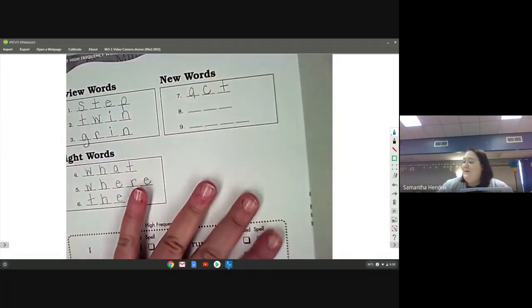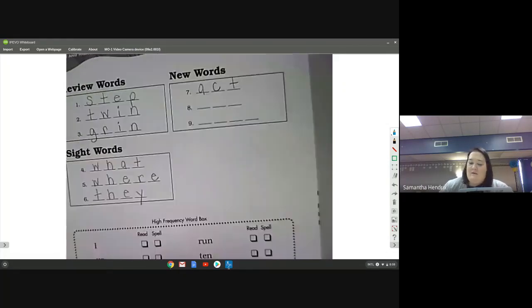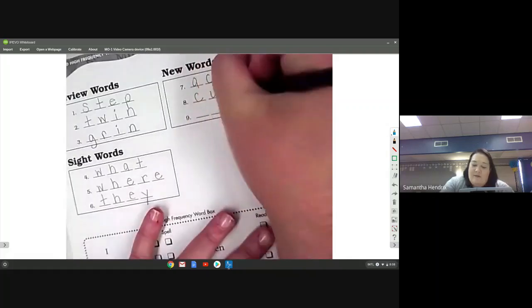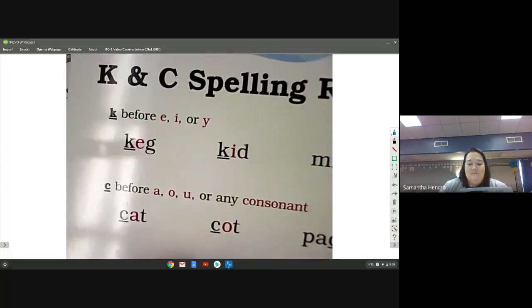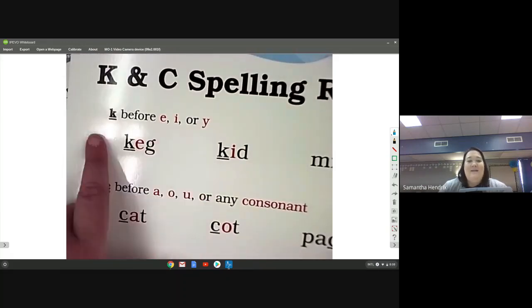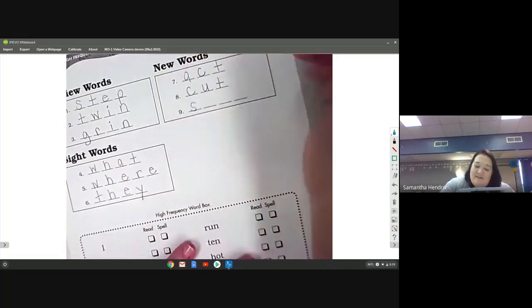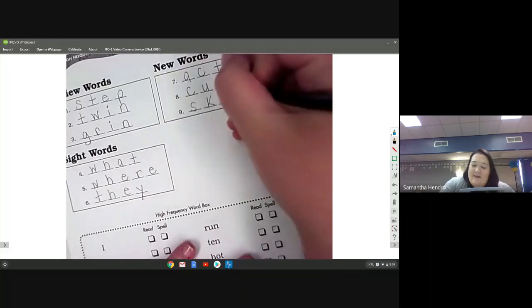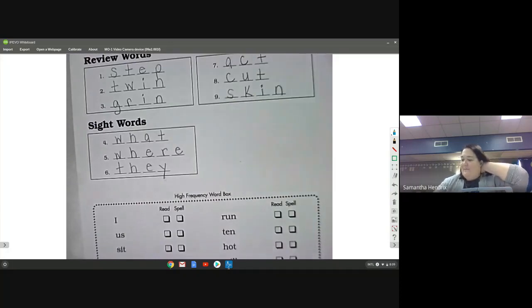We did that one on our paper, didn't we? That's a U sound. So we're going to use C. So cut. Okay. Oh, skin. What sound makes the I sound? I. So let's look at our rule card. E, I, or Y is going to be a K. So spell skin. That's going to be S, I, N. Skin. Good job, guys.